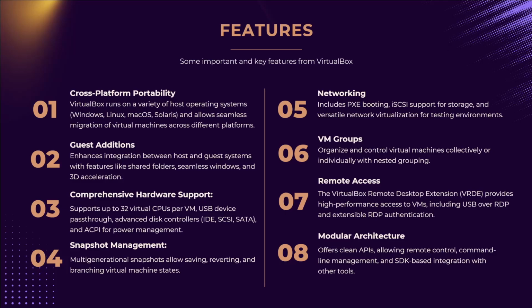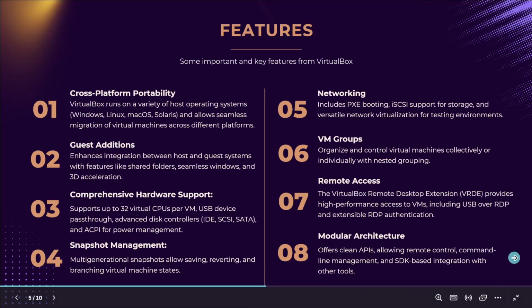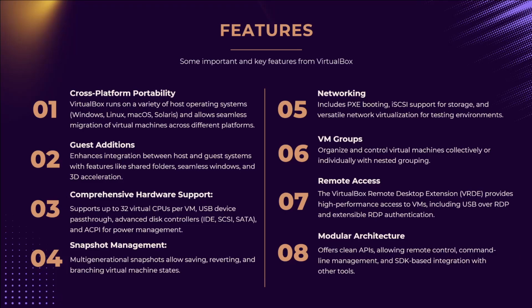The fifth is networking. It can use networks for testing environments. The sixth is VM groups, which is to organize and group the VMs. The seventh is remote access, like using VRDE to provide high performance access to the VM. And the last one is the modular architecture, like the Green API allowing remote control, etc.